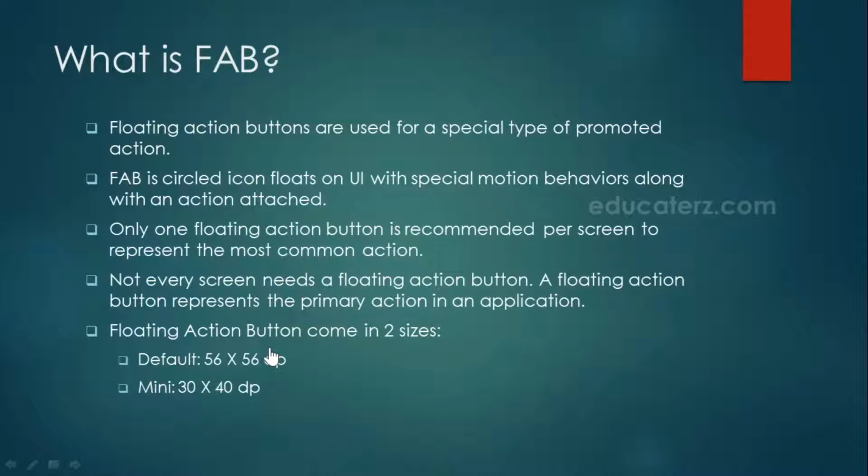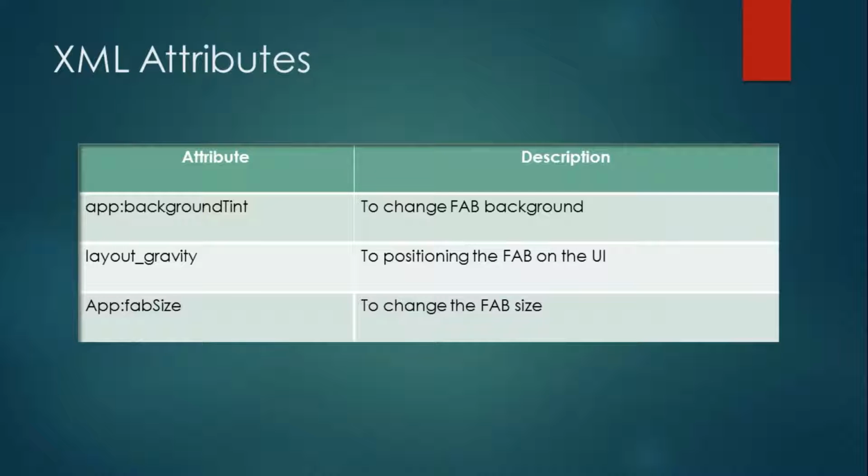And the floating action button comes in two sizes. One is the default size of 56 by 56 dp, and the other one is a mini, 40 by 40 dp size. And we have different XML attributes available. I'm not discussing the entire set of XML attributes, just the ones pertaining to this particular FAB. We can change the floating action button's background color using app:backgroundTint, so you can refer to your color resource from the resources directory.